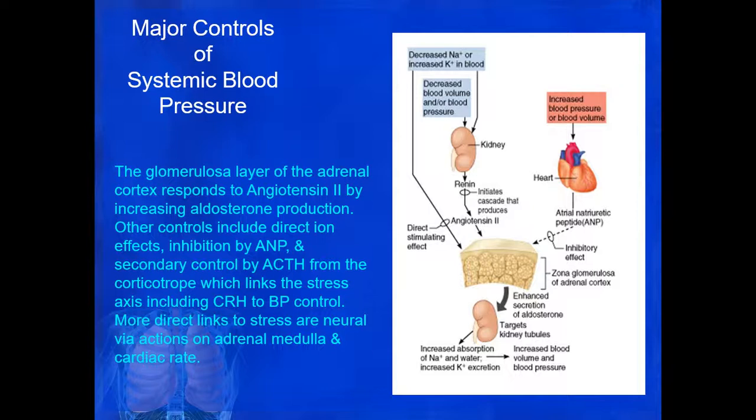Our systemic blood pressure has many major controls. The glomerular layer of the adrenal cortex responds to angiotensin II by increasing aldosterone production. Other controls include direct ion effects, inhibition by ANP, and secondary control by ACTH. These are the hormones or chemicals that are set into the renal system. The ACTH from the corticotrope, which links the stress axis, including CRH, to BP control. More direct links to stress are neural via actions on adrenal medulla and the cardiac rate.